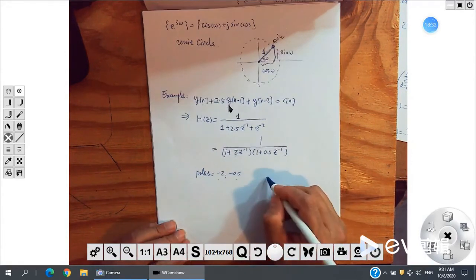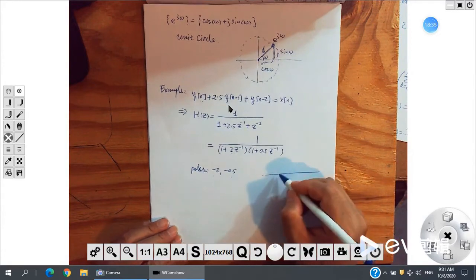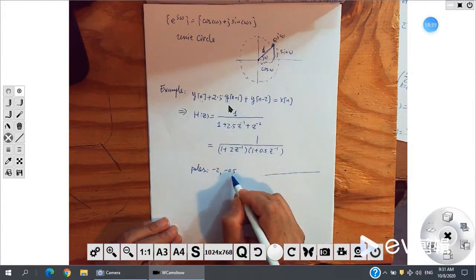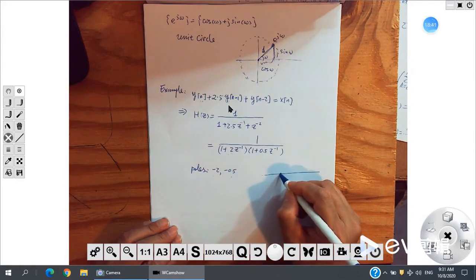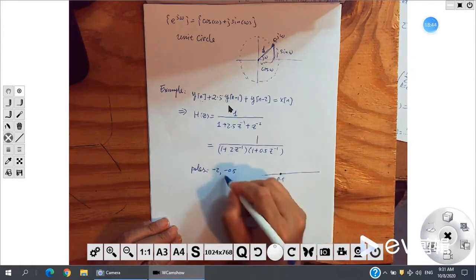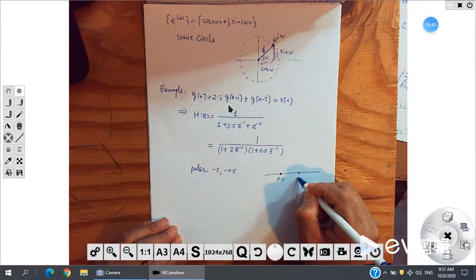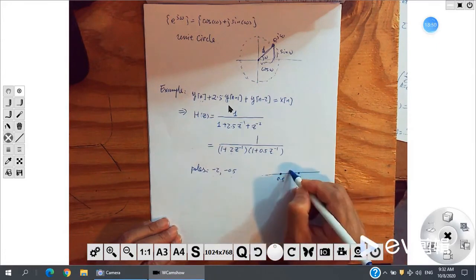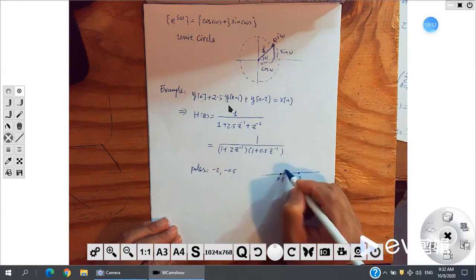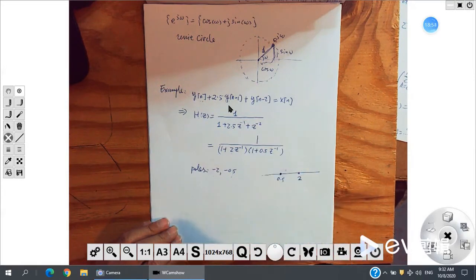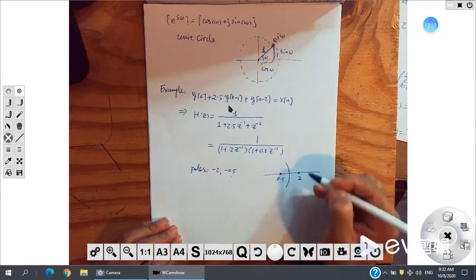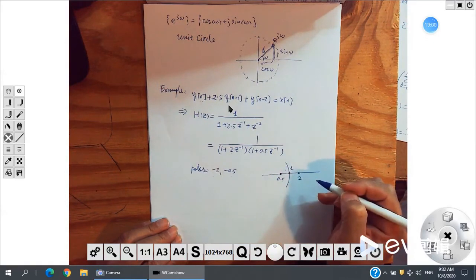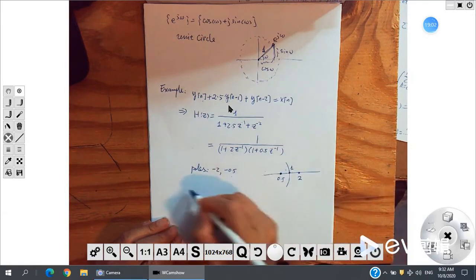Then remember last time I mentioned how to find the ROC. You check the magnitudes of the poles, the absolute values of the poles. I have 0.5 and 2. Okay, so we have 3 possible ROCs, and one of them contains the unit circle. This is 1, right? The unit circle will be here.